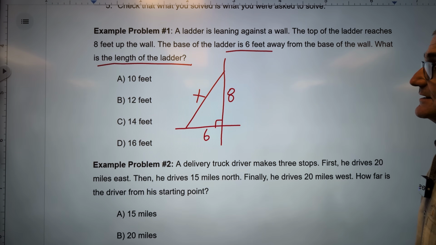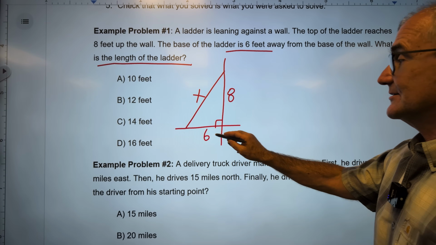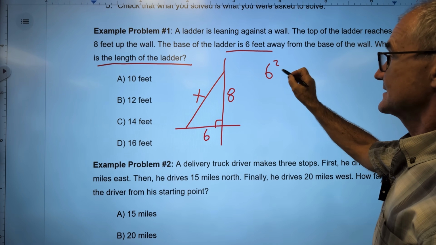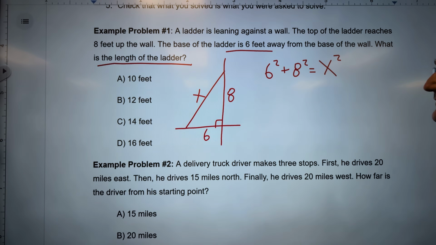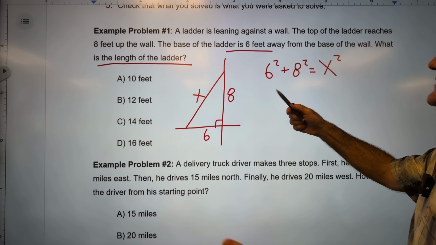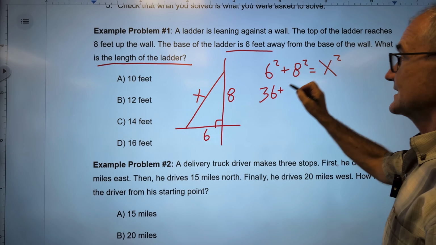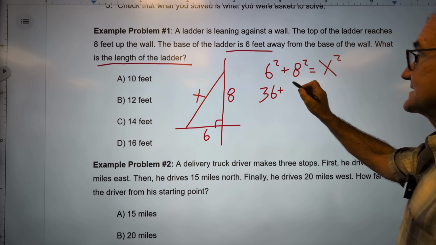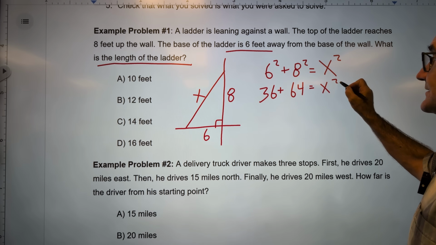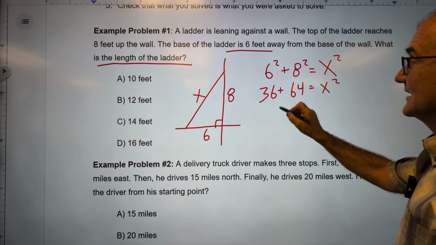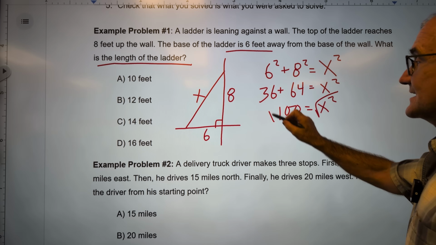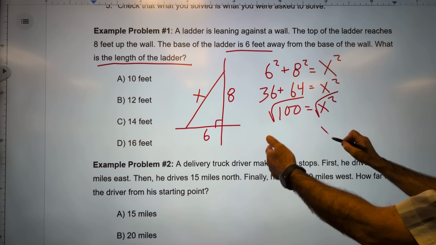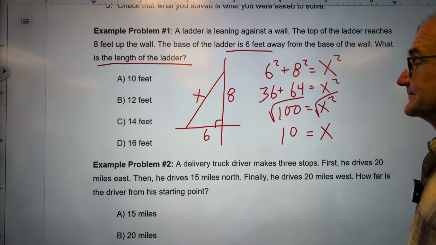From my picture, I'm going to create an equation, Pythagorean theorem: one leg squared plus the other leg squared is equal to the hypotenuse squared. This is a no calculator exam, so I know it should work out pretty easily. 6 squared is 6 times 6, 36, plus 8 squared, 8 times 8, 64, equals x squared. 36 plus 64 is 100. x squared is equal to 100. I take the square root of both sides. What times itself equals 100? x is equal to 10.